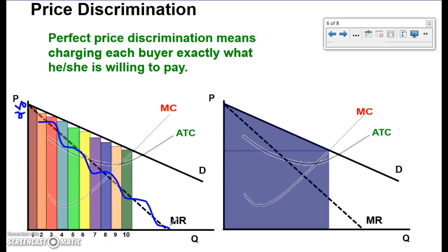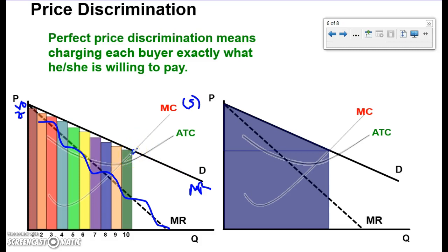So where will the perfect price discriminating monopolist produce? They'll produce where the demand curve, which as I said is also the marginal revenue curve, crosses MC. And interestingly, this is the same place that a perfectly competitive firm would, because marginal cost represents the supply curve. So a perfect price discriminating monopolist is actually allocatively efficient.